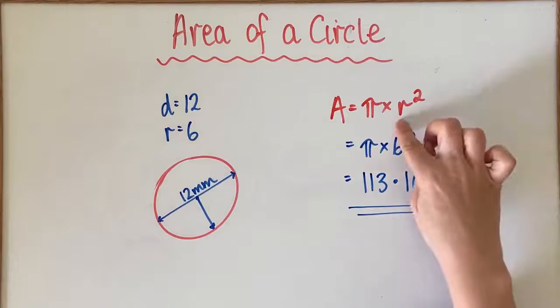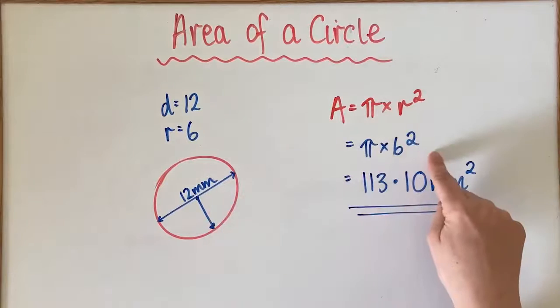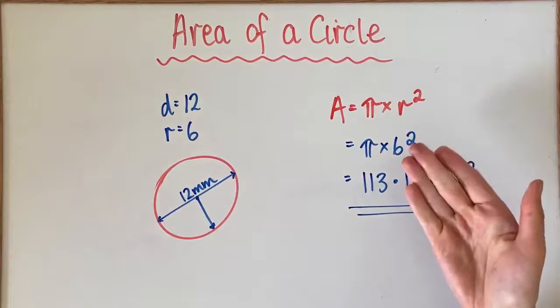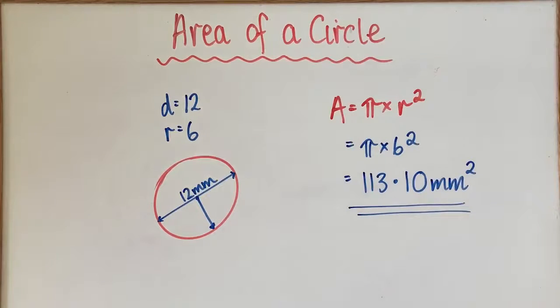So the key things to remember with finding the area of a circle is, one, what is the formula? Knowing that r represents the radius. If you're given the radius, you can put that value in straight away. If you're not given the radius, say you're given the diameter, you need to halve it in order to find the radius, to put that into the formula to then find the area.